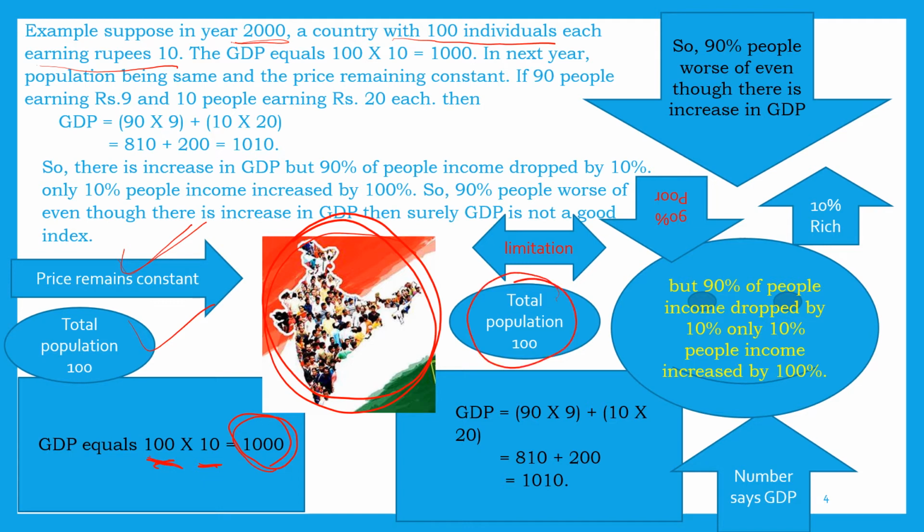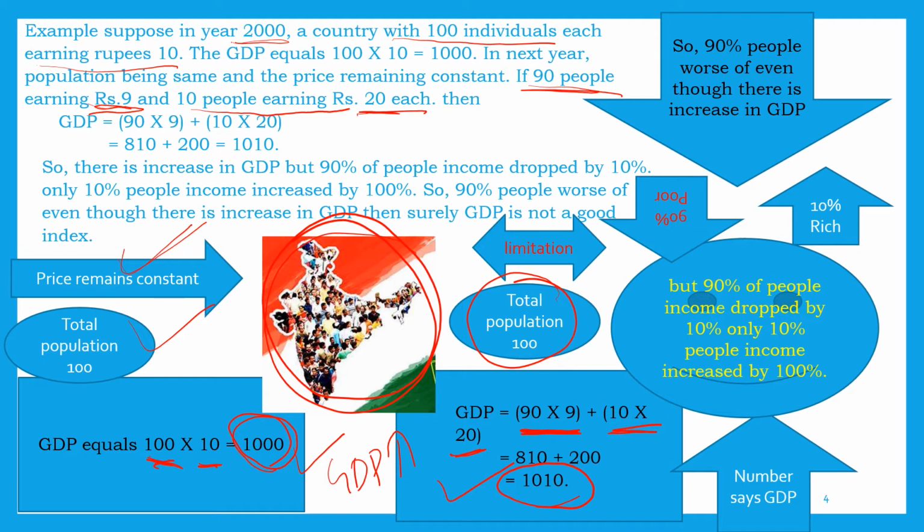But next year what happens? The population remains constant, but 90 people's income is 9 rupees and 10 people are earning 20 rupees each. Then if we calculate the GDP, 90 into 9, 10 into 20, you are going to get 1,010. Previous year 1,000 and this year 1,010. There is an increase. GDP has increased.